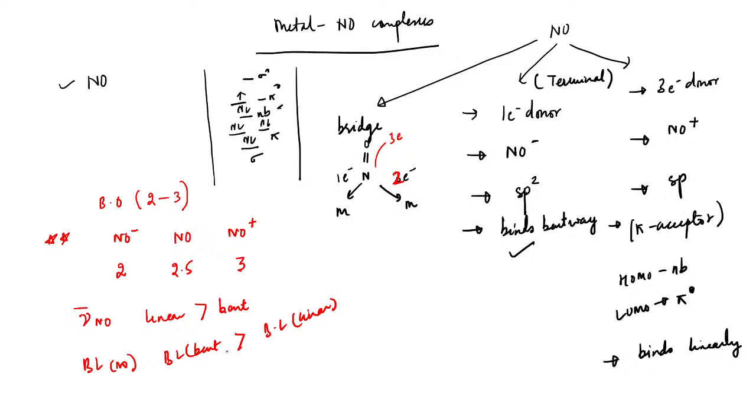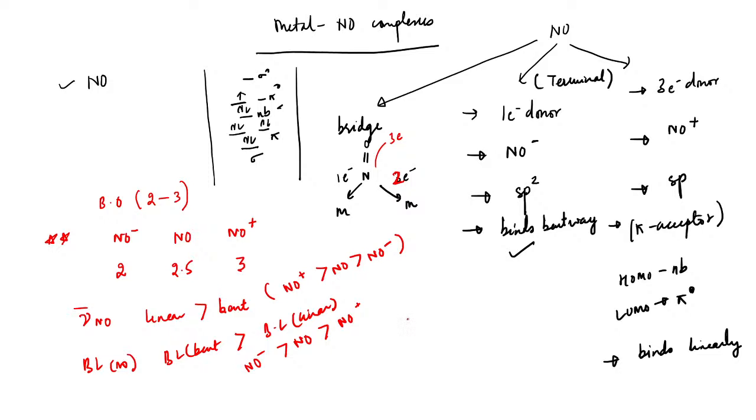Is it clear? Okay, so next thing is, now if I have NO minus and NO positive, so what's the correct order of bond length? NO minus, then NO, then NO positive. So this is the correct order of bond length. Now again, if I want to arrange this in stretching frequency, the correct order of stretching frequency is NO positive, NO and NO negative. Okay, so this is the information over here.